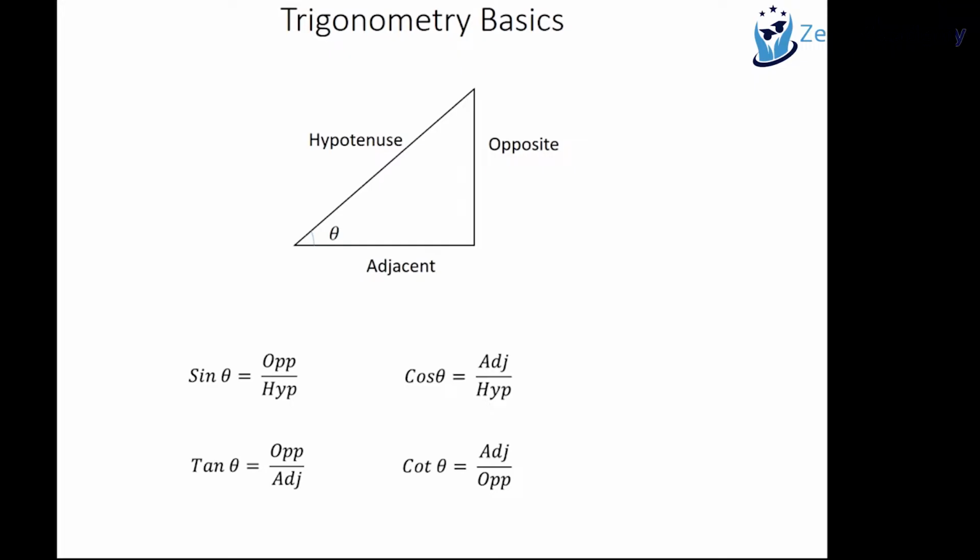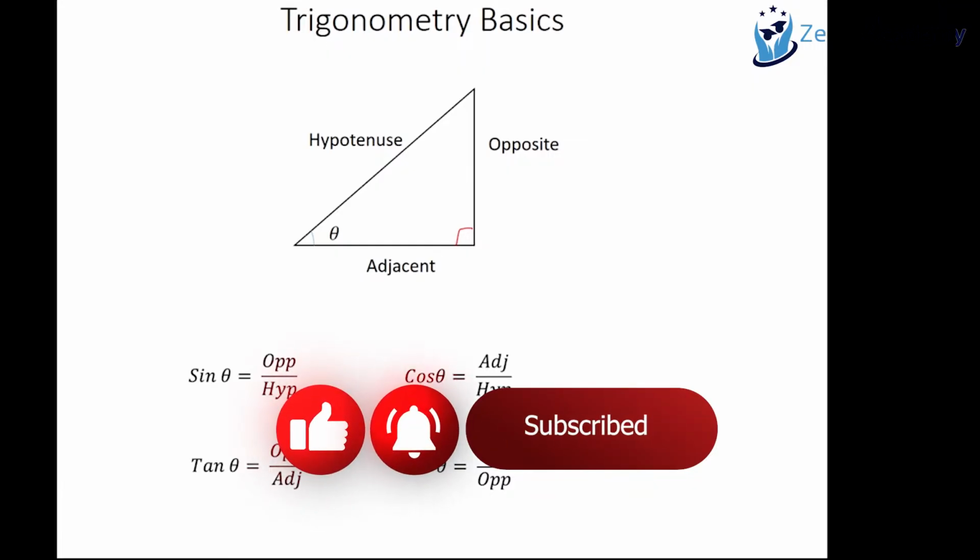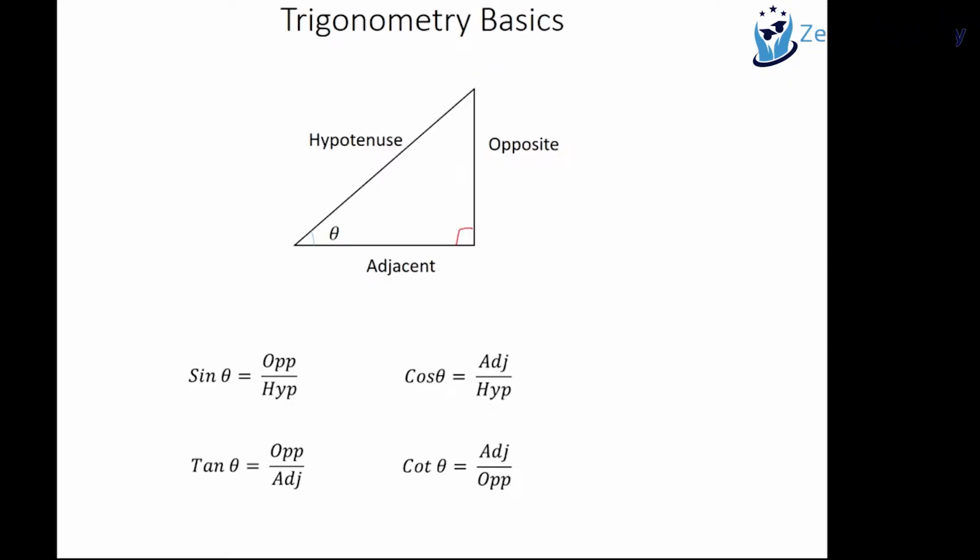So every time you have a right angle triangle with the 90-degree angle inside, you can define the 3 sides. You can define the hypotenuse, and then for any angle inside this triangle, you have an adjacent and an opposite side. The definition of sine is opposite over hypotenuse, cosine is adjacent over hypotenuse, tangent is opposite over adjacent, and cotangent is just the reverse of tangent, which is adjacent over opposite.